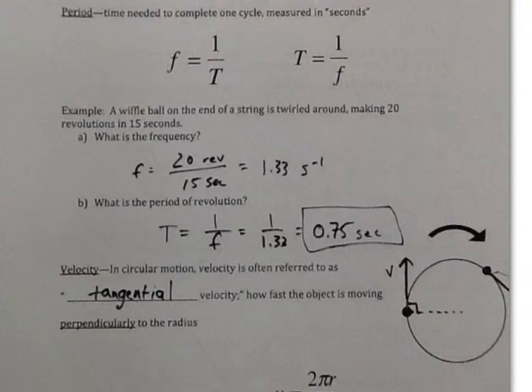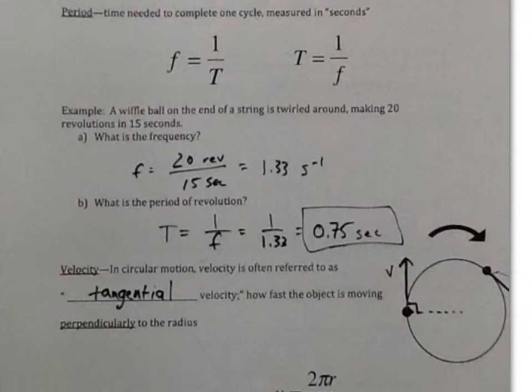We take a look at an example of this. A wiffle ball on the end of a string is twirled around, making 20 revolutions in 15 seconds. What is the frequency? Well, frequency is 1 over period, but we don't necessarily know the period yet. We just know it goes around 20 times in 15 seconds. So the frequency would be 20 revolutions over how long it took, 15 seconds, giving us 1.33 revolutions per second, or inverse seconds, s to the -1.